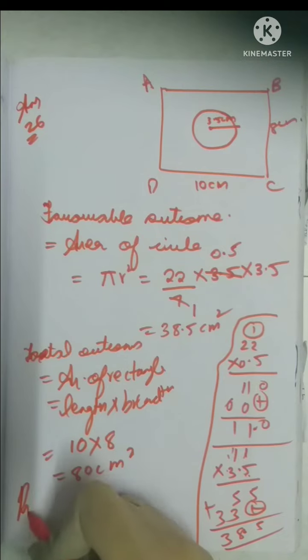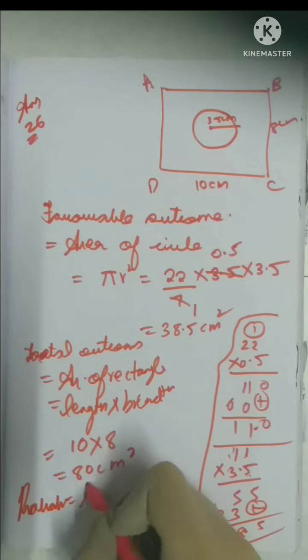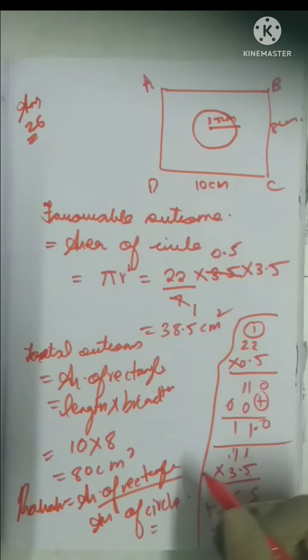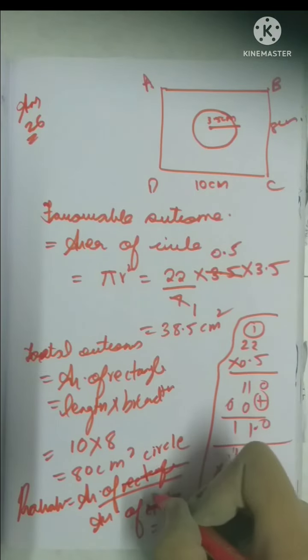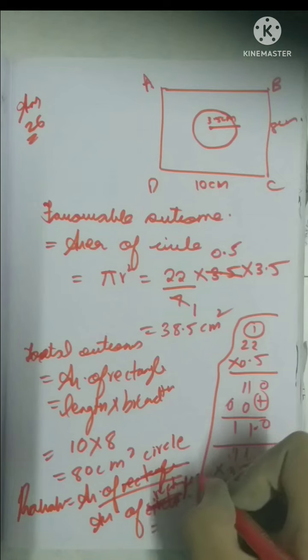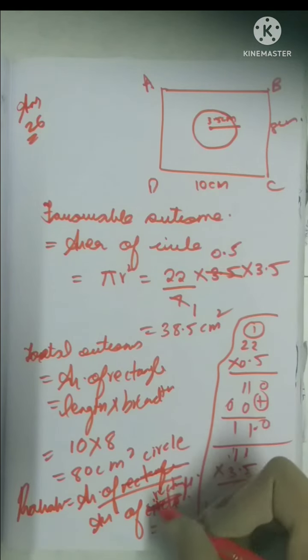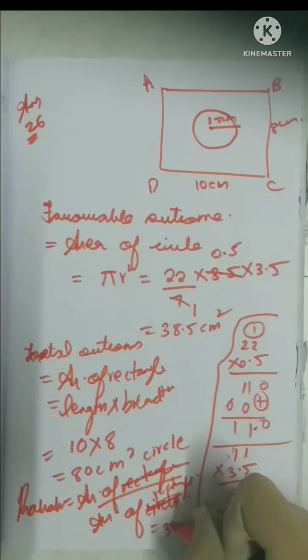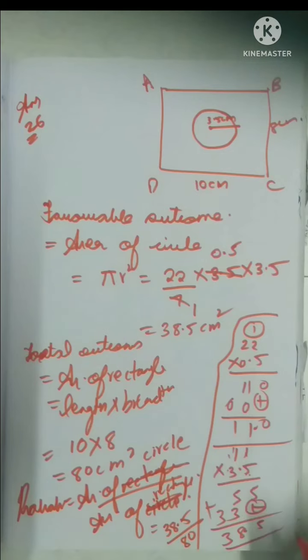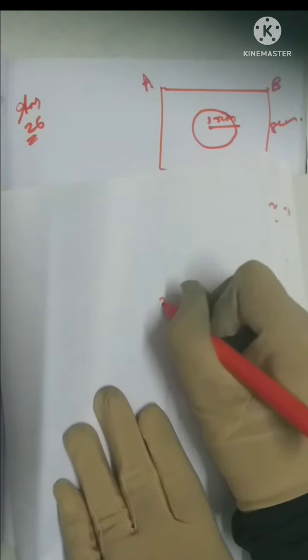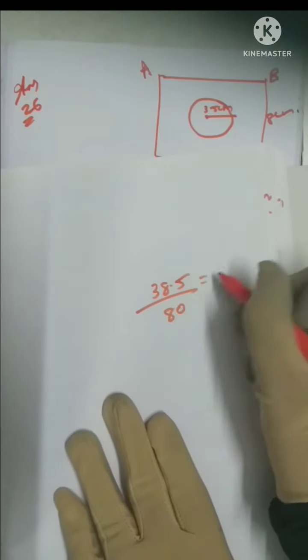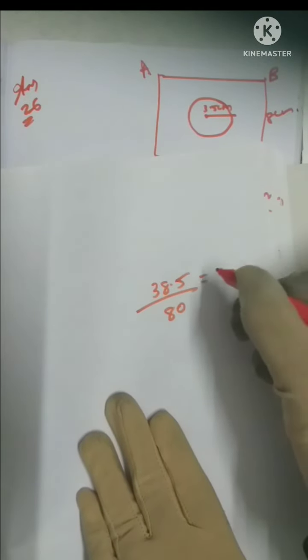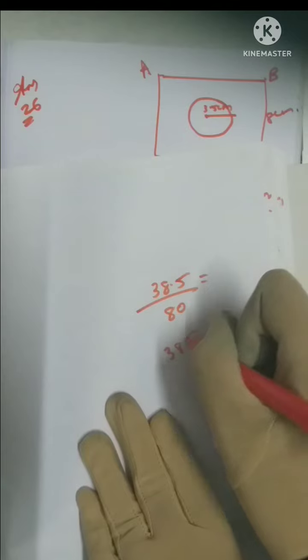So what is the formula of probability? Area of circle by area of rectangle. Sorry, I said it wrong before. So area of circle is 38.5 by area of rectangle is 80. 38.5 by 80. How to solve this? You can write this as 385 by 800.